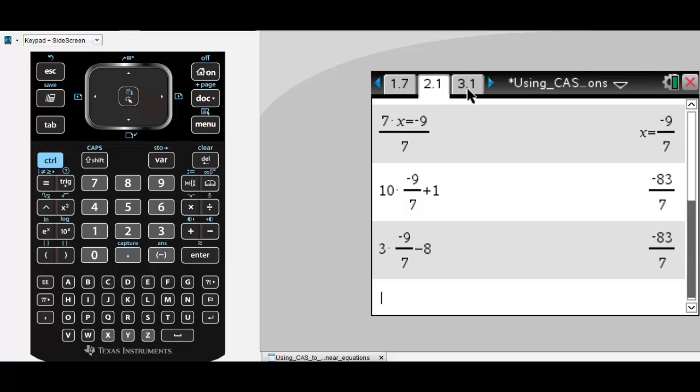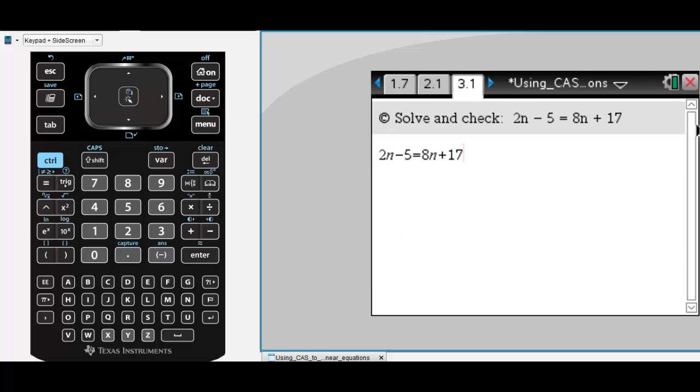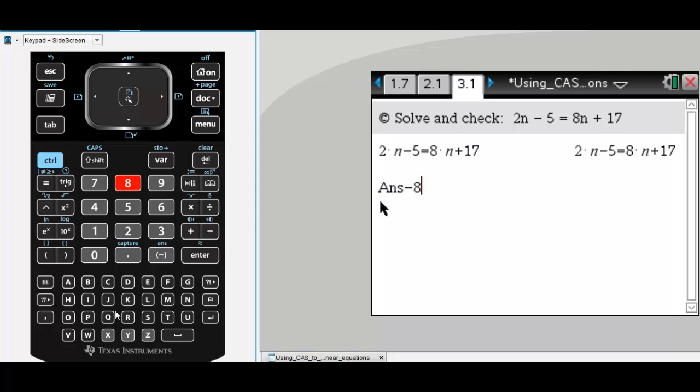All right, moving on to the last example, because I wanted to illustrate some other things on the last example. Here we're asked to solve and check. I already typed it in on a calculator page. I'm going to press enter to get it into the system. And here, again, I'm going to subtract 8n from both sides. Perfectly legal transformation. Students will do this on their paper. If they get this, fine.